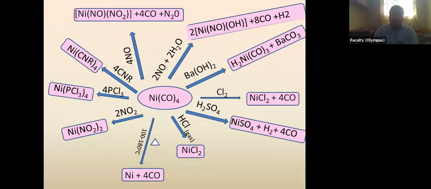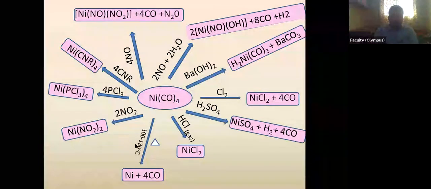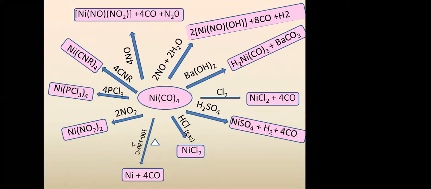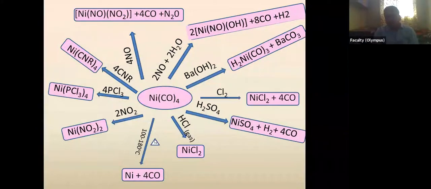First, action of heat. I have shown all the properties in one slide. I will explain one by one. You are able to see the cursor? Yes, sir. Okay. So I have shown here this triangle delta. It is for heat. So what is the action of heat on nickel tetracarbonyl? When nickel tetracarbonyl is heated up to 100 to 180 degrees Celsius, it decomposes into nickel and carbon monoxide.